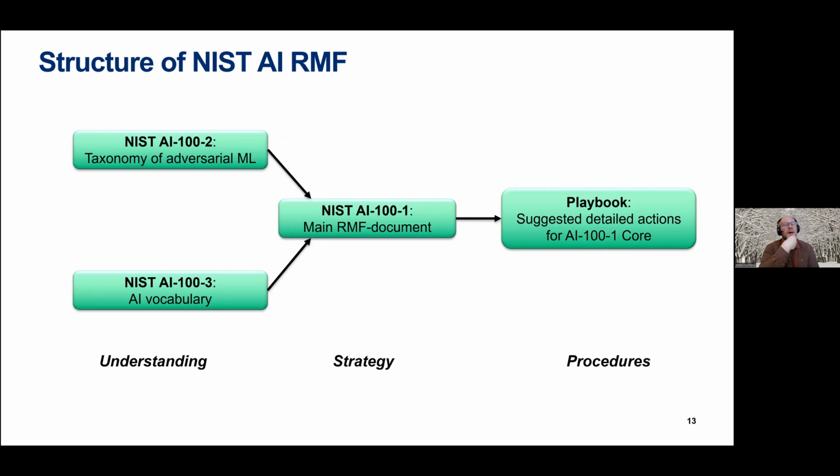How the NIST AI RMF is structured: basically, it has 4 main documents. The AI RMF is the main document, then the vocabulary, and the newest one is a taxonomy of adversarial machine learning, which is still constantly developing. This is just the initial public draft, and a playbook that they intend to update also very regularly. So basically, this is the core part of the RMF document, and the playbook has suggested detailed actions.